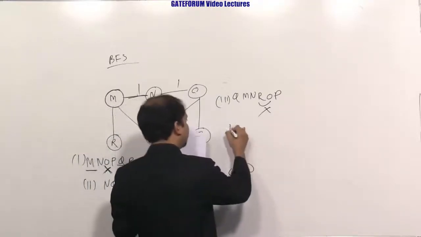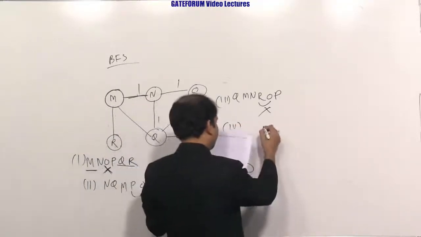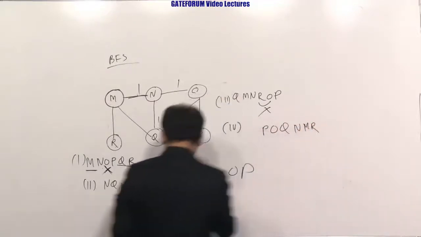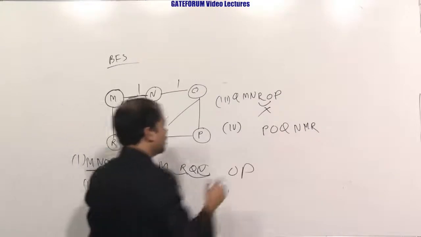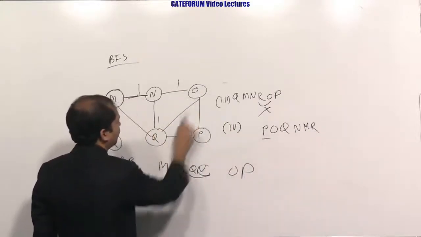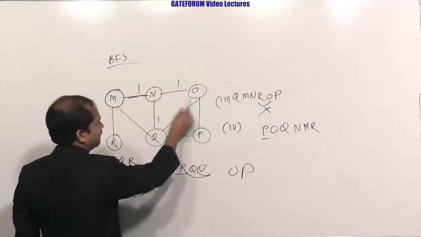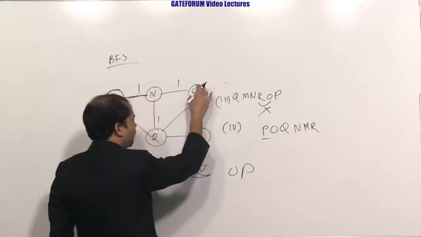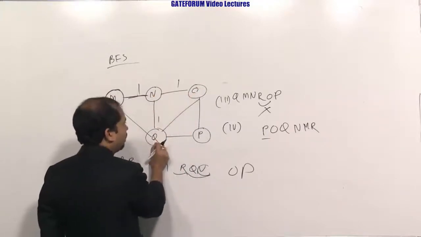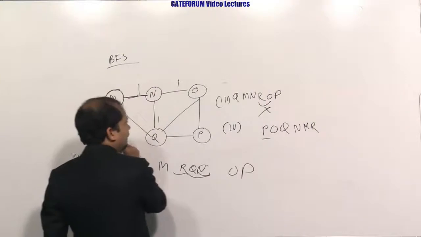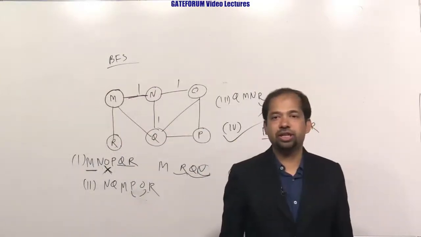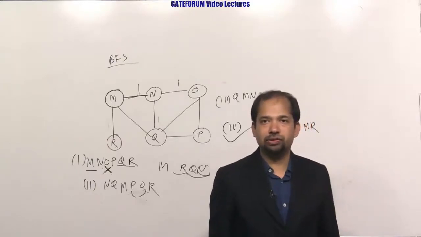So 3 is false. 4, then P, O, Q, N, M, R. So as all 3 are false, so it will be true. So from P we have O, Q. After P and O, Q. After O, it will be N. So when O comes out, O will bring N into Q. And then when Q goes out, it will bring M and M will bring R. So this is the right answer. So the right answer of this question is D, and this is the end of solution.